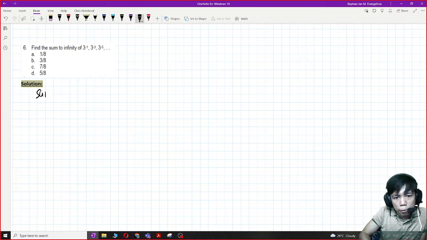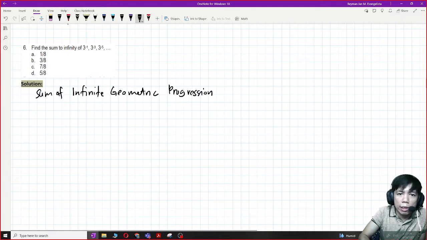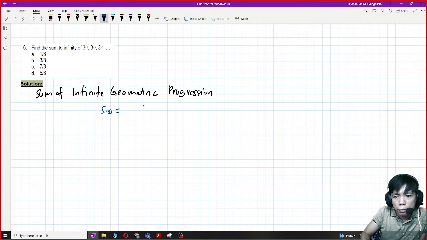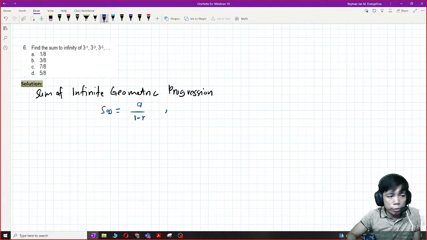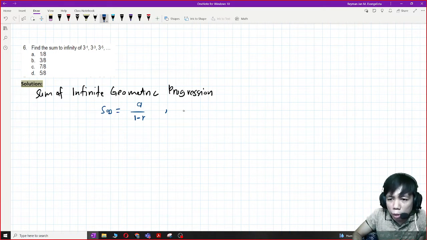Okay, sum of infinite geometric progression. Okay, the general formula, guys, is, okay, the S to infinity is equal to the first term, okay, over 1 minus r. Okay, where, guys, merong condition para maging convergent yung infinite geometric progression. Okay? Magagamit mo lang itong formula if the absolute value of the common ratio is less than 1.